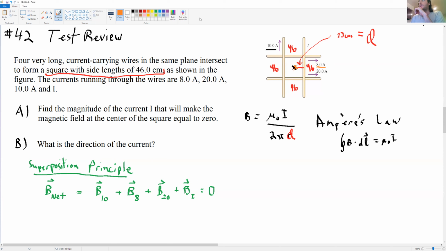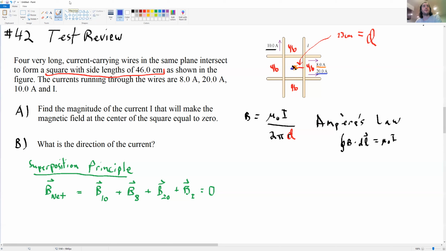And now for the last one here, the 20 amp current. Let's do it in this dark blue color here. What is the direction of the magnetic field at the center for this 20 amp current? Into or out of the center of the square there? Okay, we have some agreement again here. We have everybody kind of saying out of, which is correct. Good, so we put a dot here for the blue.